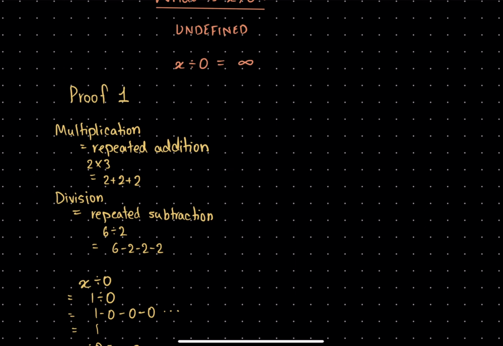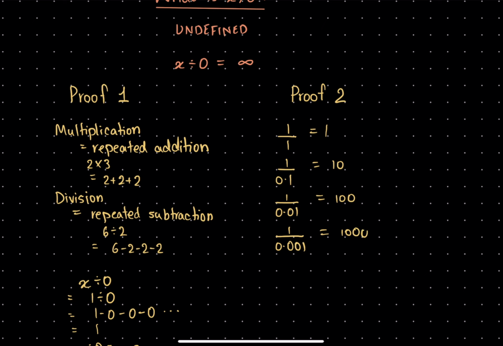Now let's talk about our second proof. So over here, let's think about it in a practical way. 1 divided by 1 would give us 1. 1 divided by 0.1 gives us 10. 1 divided by 0.01 gives us 100. 1 divided by 0.001 gives us 1,000.